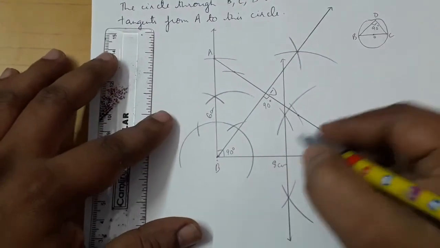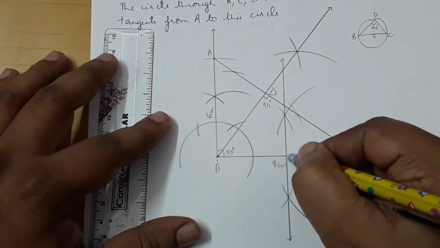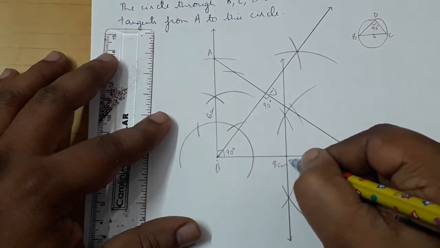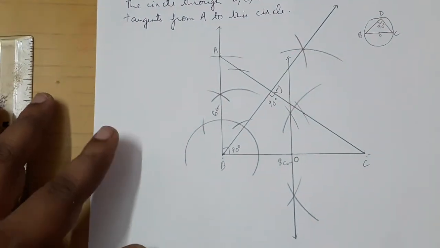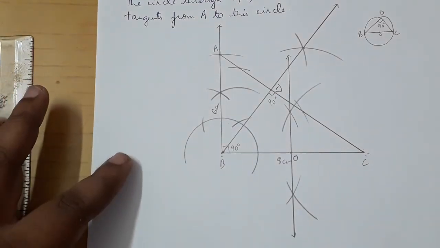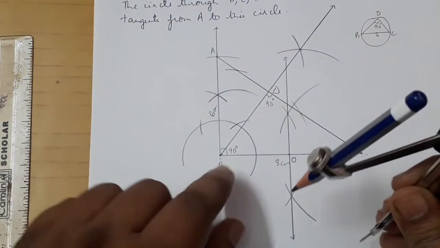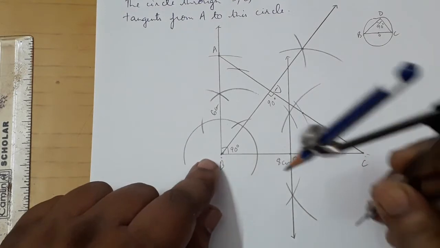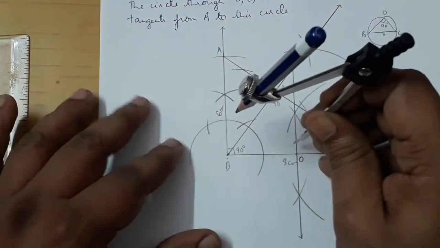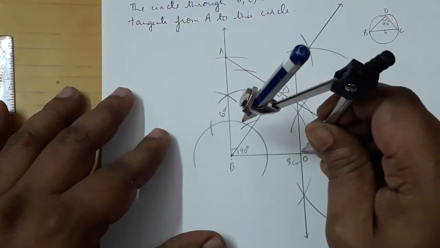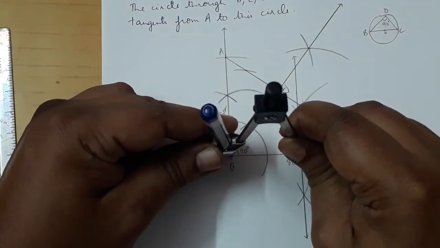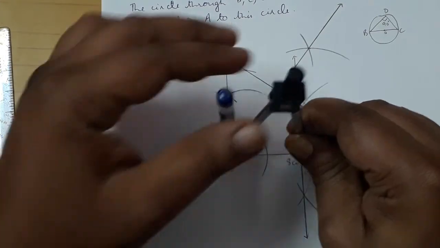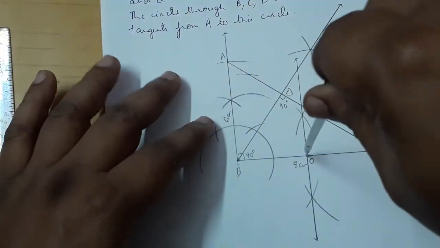Okay, and this point now will become our center O. If that becomes the center for the circle we are going to construct, that means OB will be the radius. So I'll just take OB here, and make sure OC is also there.